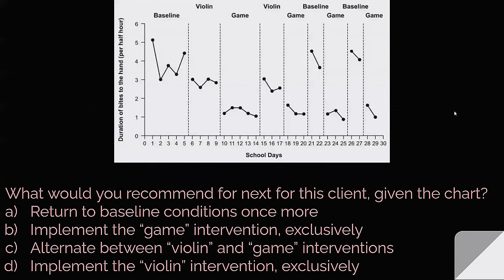Ooh, good, a graph. What would you recommend next for this client, given the chart? A, return to baseline conditions once more. B, implement the game intervention exclusively. C, alternate between violin and game interventions. Or D, implement the violin intervention exclusively.